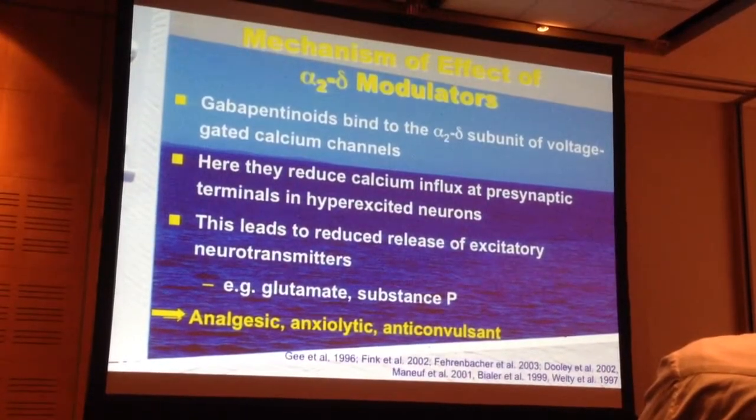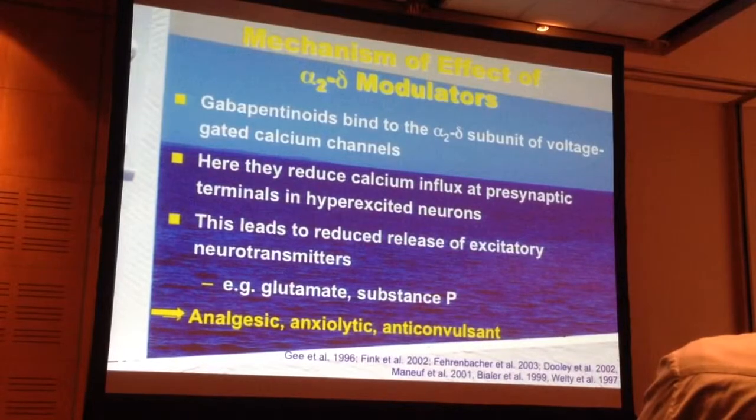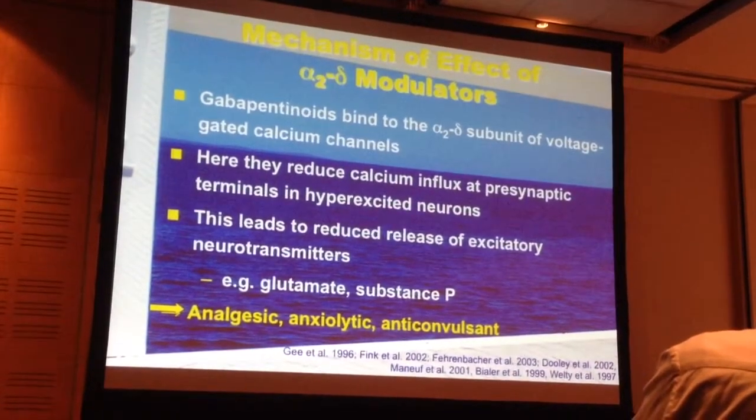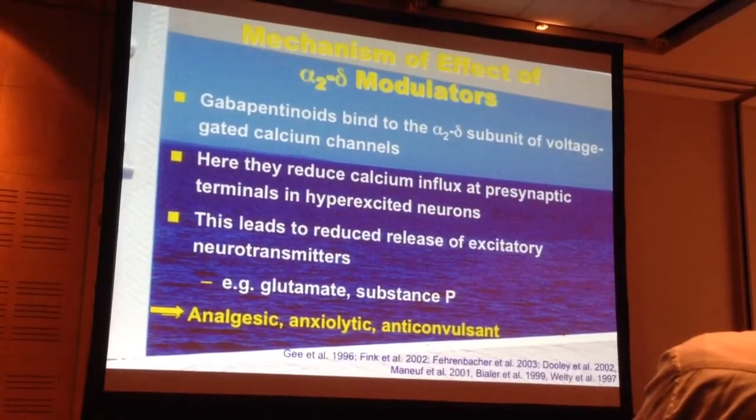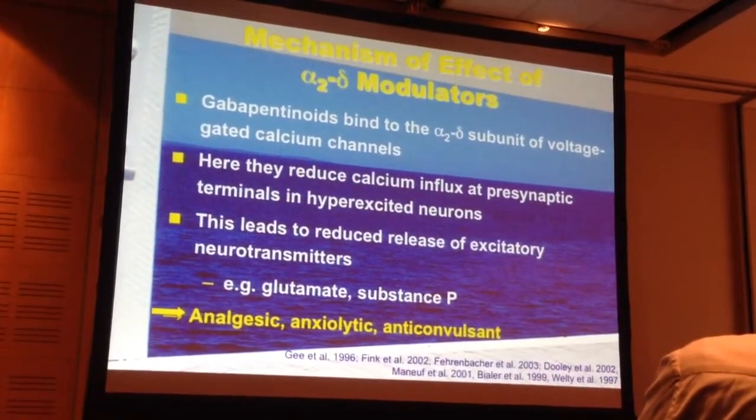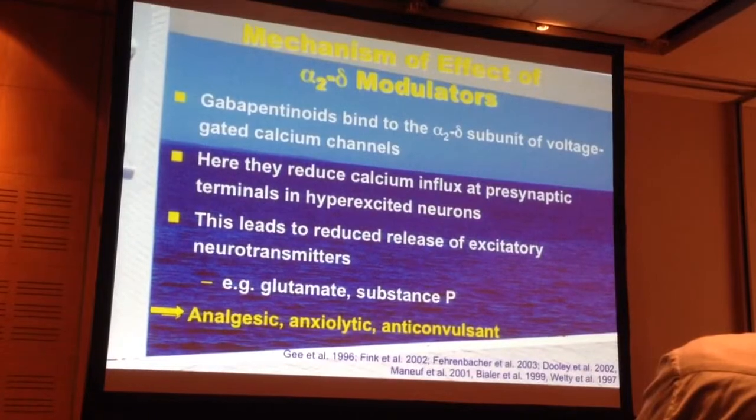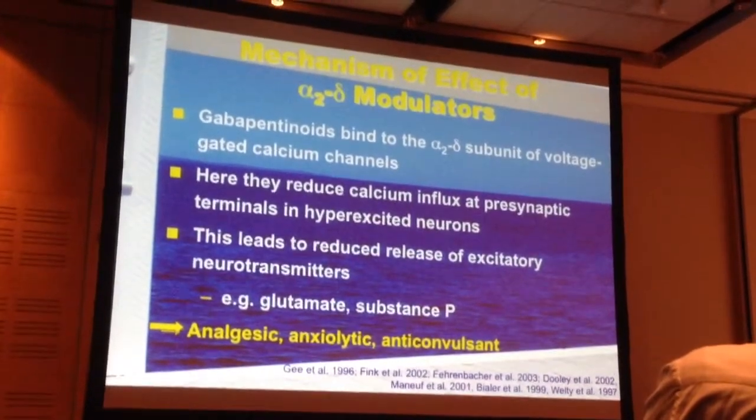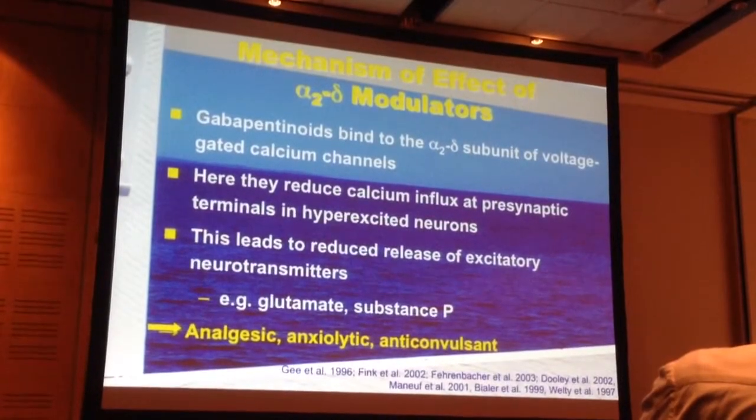Here they reduce calcium influx at the presynaptic terminals. As a consequence, hyperexcitation goes down because you reduce the release of excitatory neurotransmitters, primarily glutamate, but also substances like substance P. And if you think about it, then this explains all the mechanisms of action of pregabalin.